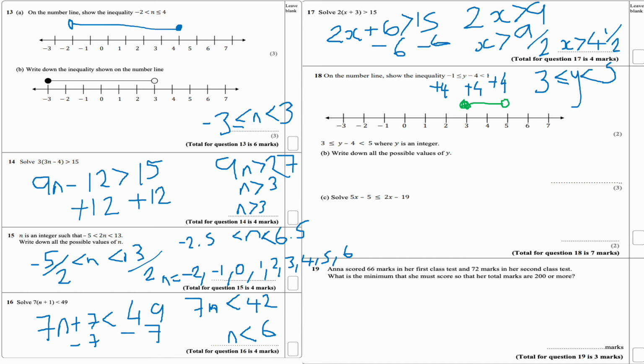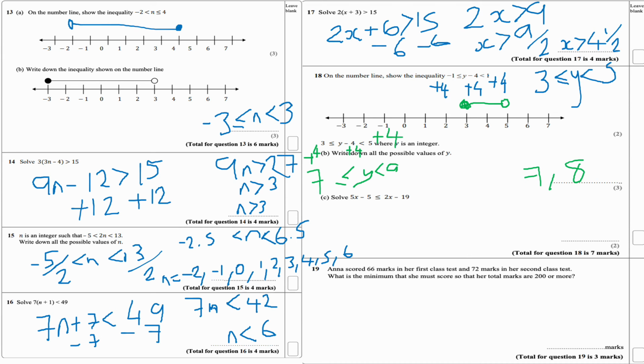Okay, next part. So if I add 4 to both sides, it's asking us for the possible values of y. I'm going to get that y is less than 9 and less than or equal to 7. So the possible values of y are 7 and 8, okay, for that question.